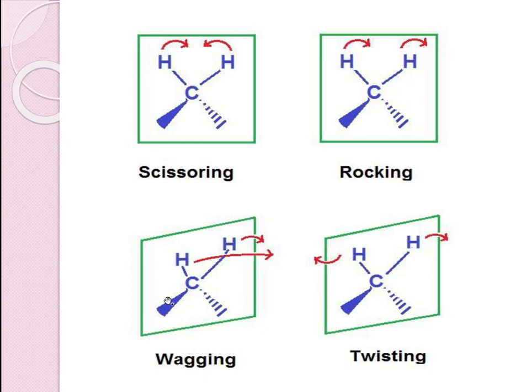The scissoring is like a scissor. Then rocking, like a rocking chair. Then wagging, yes, it's also in the same plane. Then twisting, twisting means one in one direction and the other in the totally opposite direction.